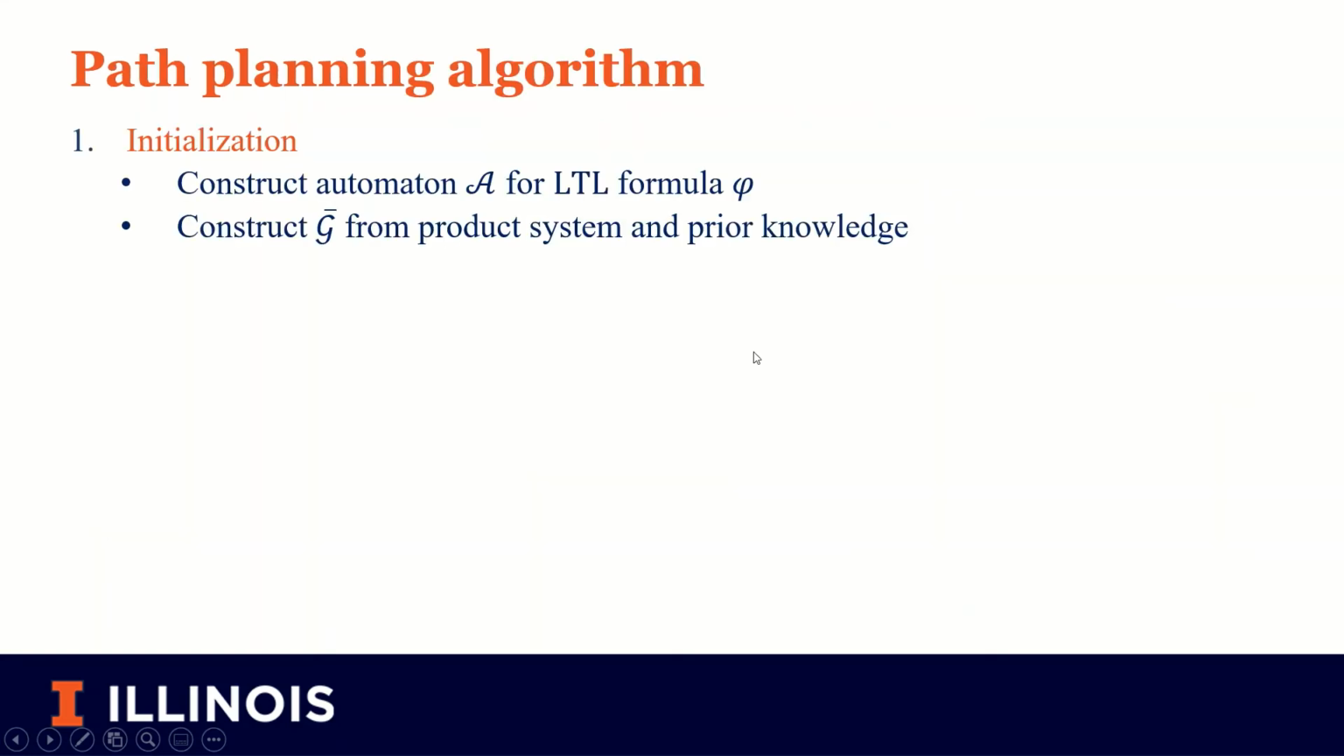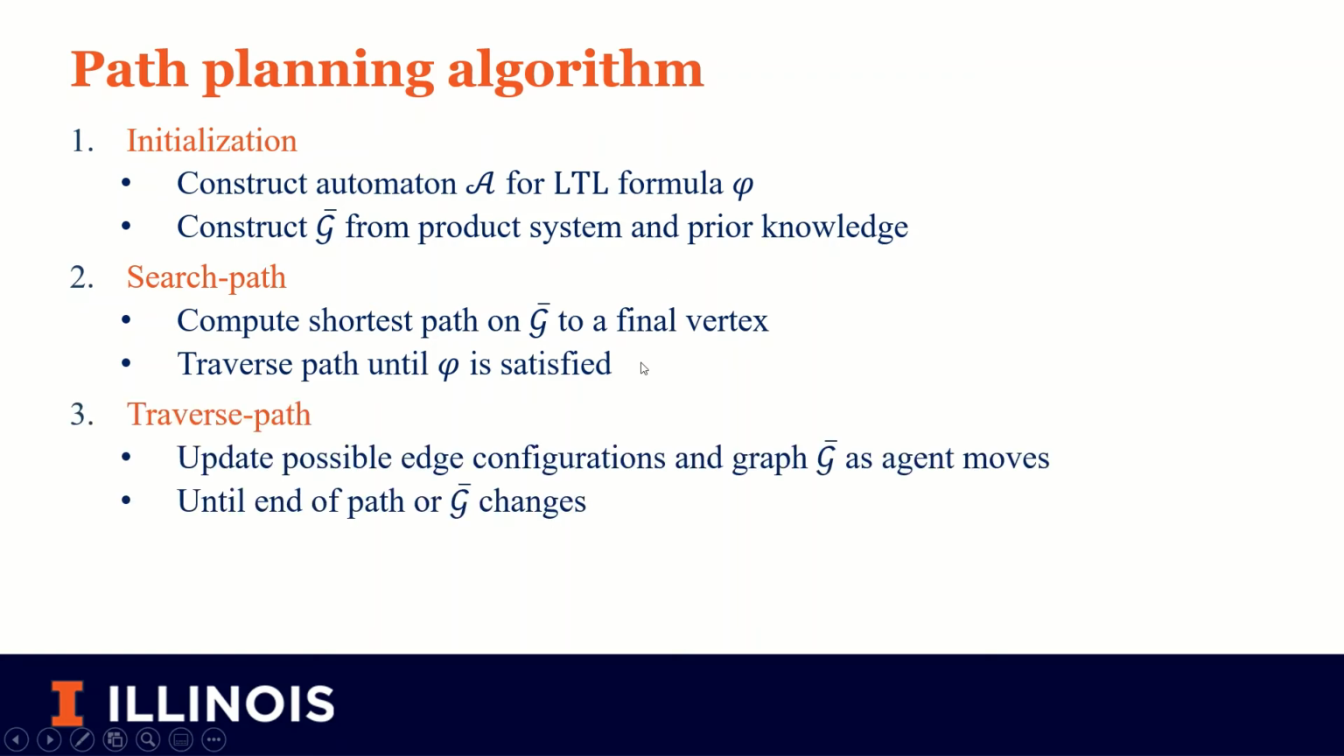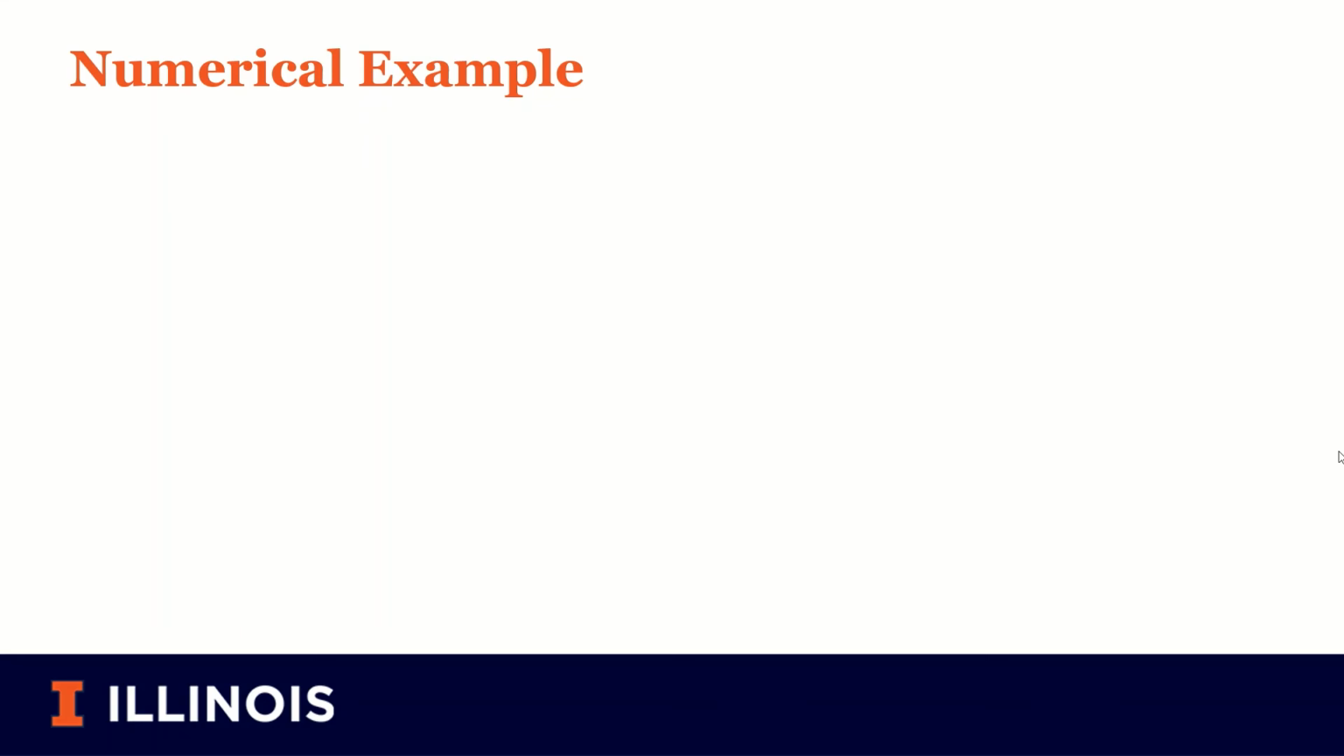I describe a complete path planning algorithm. First is to initialize the automaton A for a given LTL formula and construct the model graph G bar. Now you search for a shortest path on G bar to a final vertex, and you traverse this shortest path. As you traverse, you update your possible number of edge configurations, and your model graph G bar might also change. And you traverse the path until your model graph G bar changes or till the end of path. And you again compute the shortest path on this new model graph, and you repeat the procedure until your specification phi is satisfied.